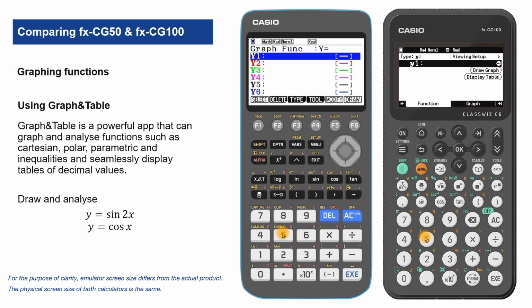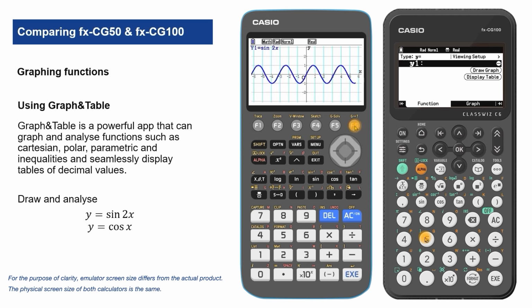Starting with the fx-CG50, the default y equals functions are entered in the function editor using the default x theta t key for the variable. To draw, the on-screen choice is selected with F6. This draws a graph of the two functions with the default view window settings. To zoom in and out, the shortcuts add and subtract can be used.